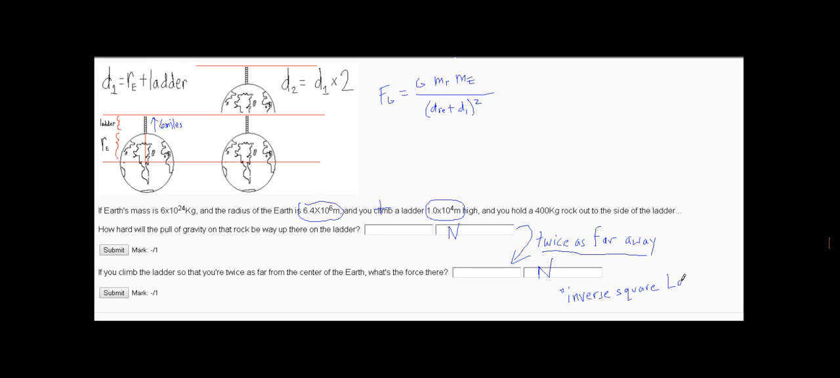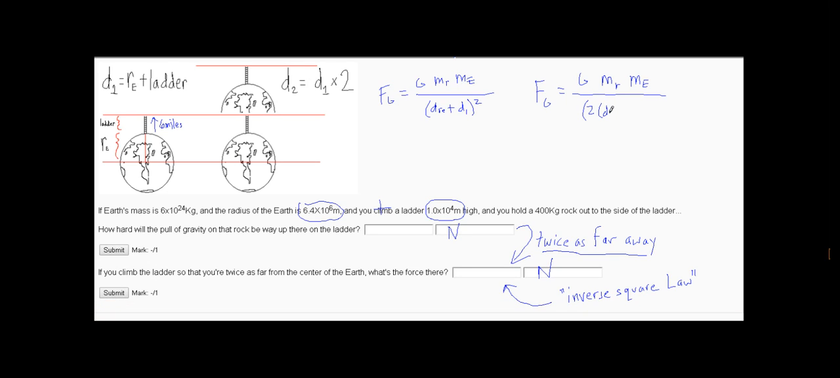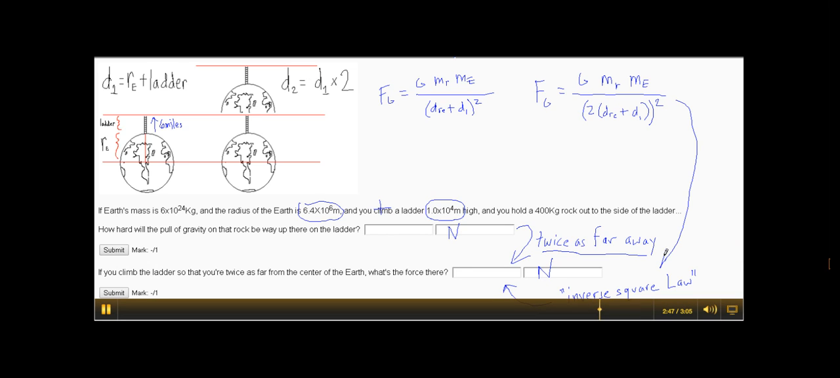And so maybe you can just put that into your calculator using the inverse square law, and maybe you can find that out without doing the long version. So if you did the long version, you could find it also by saying Fg equals G times the mass of the rock times the mass of the Earth divided by 2 times the distance, which is the radius of the Earth, plus the distance of the ladder, and then you'll square the whole quantity. And either way you do it, you'll come up with the same answer.